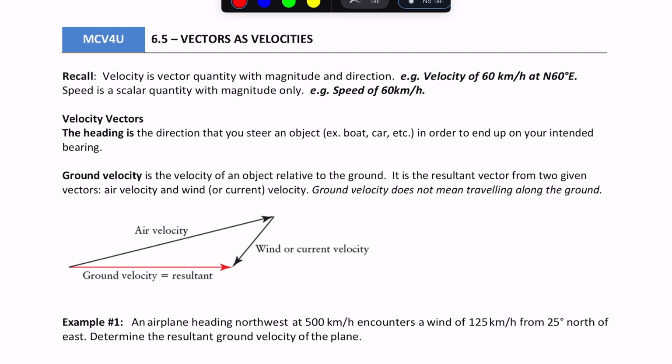Welcome back to another lesson in MCV4U. Today we'll be looking at vectors as velocity.